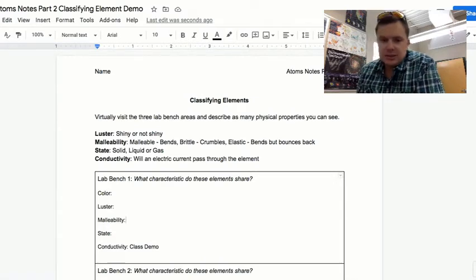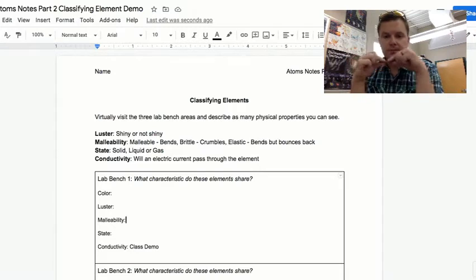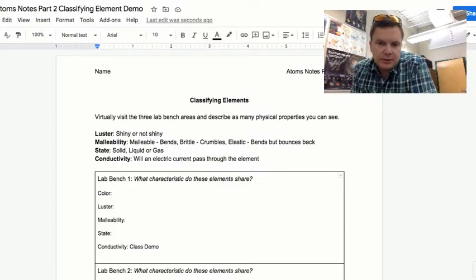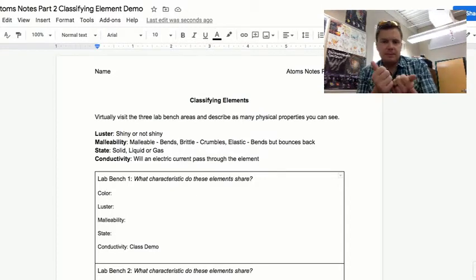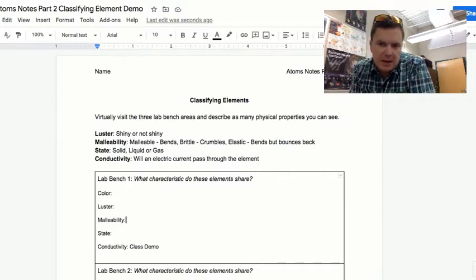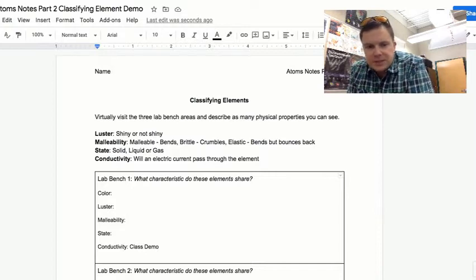If something is bendable, like this, that is malleable. Something that is brittle crumbles. Think of a piece of wood: I could bend a piece of wood and it would crack. That's brittle. And elastic is something that I can bend, but it bounces back. Let's call that elastic. That's malleability.